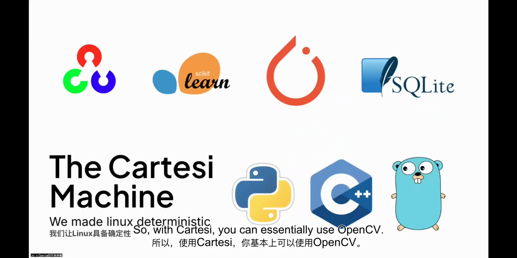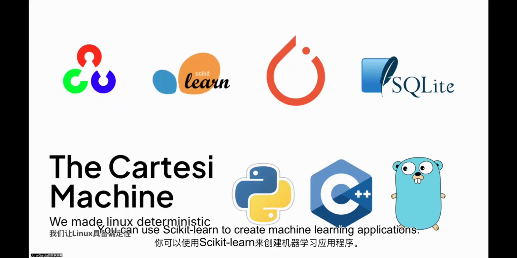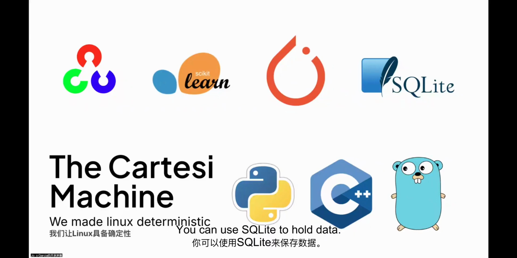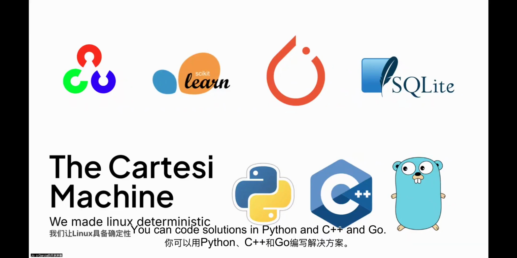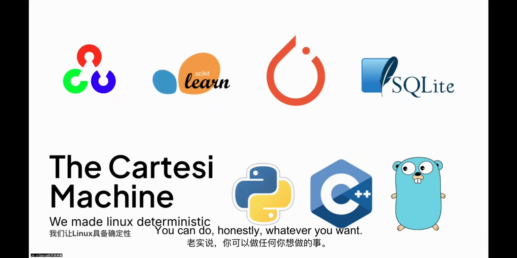So with Cartesi, you can essentially use OpenCV, you can use scikit-learn to create machine learning applications, PyTorch, you can use SQLite to hold data, you can code solutions in Python, in C++, in Go. You can do, honestly, whatever you want, and this is pretty awesome.